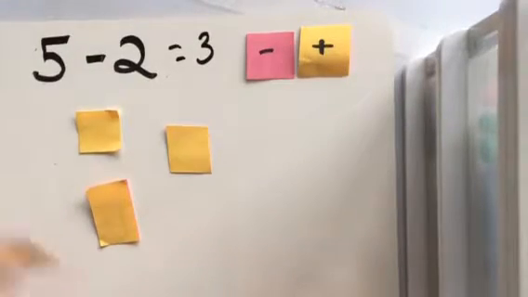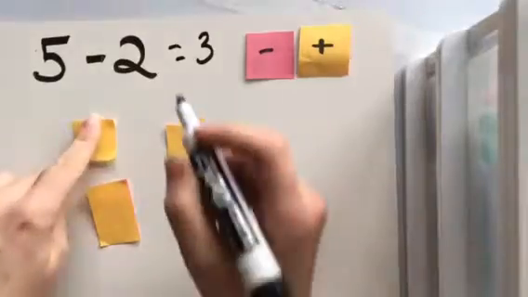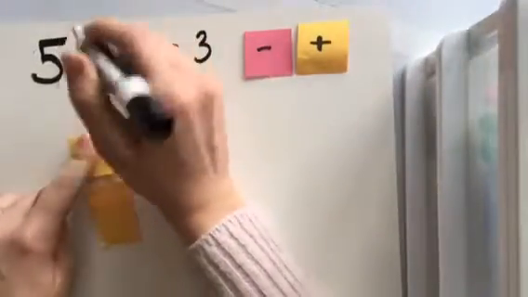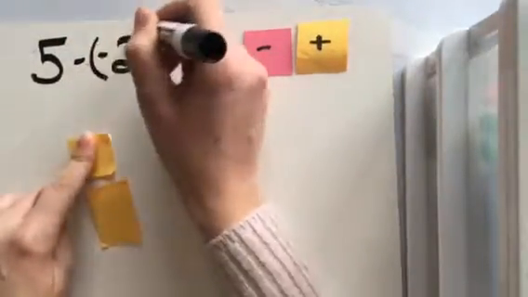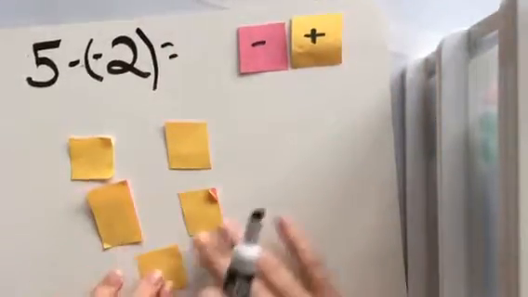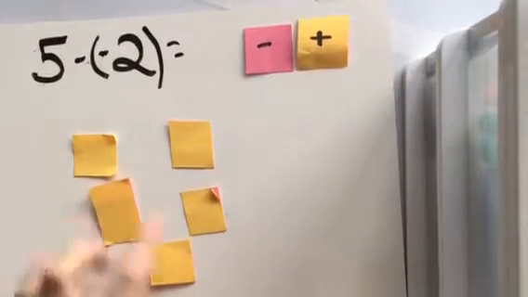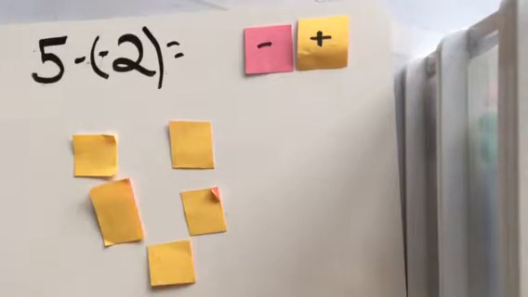Well, what if I change this to be, instead of 5 minus 2, 5 minus negative 2? So again, I'm going to start with my 5, but I need to take away negative 2. And I don't have negative 2 on here to take away. So I need to add negative 2 in.